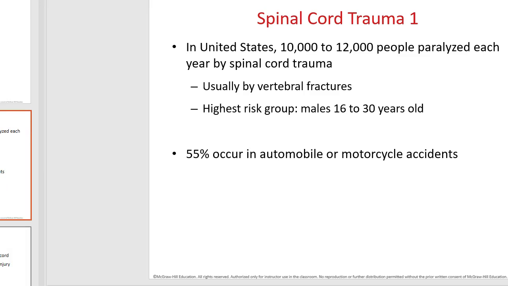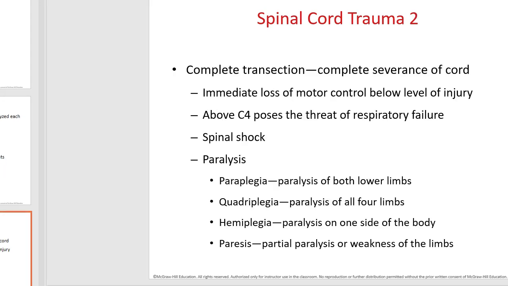Spinal cord trauma, highest risk group are males 16 to 30 years old. Wonder why? I think that's because at this age, males tend to be a little more adventurous and become more risk takers. They start thinking about that dopamine, that pleasure center, and how they can continue to keep that going. So 55% of these occur in automobile or motorcycle accidents.